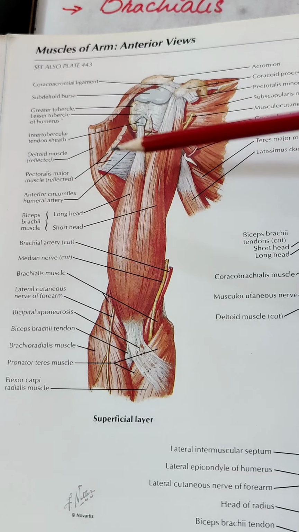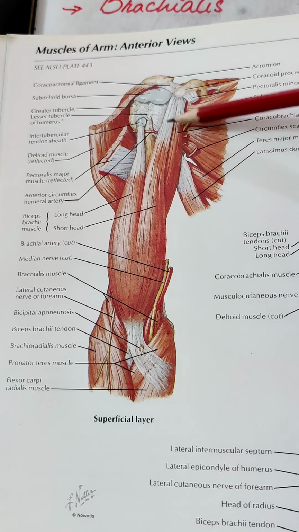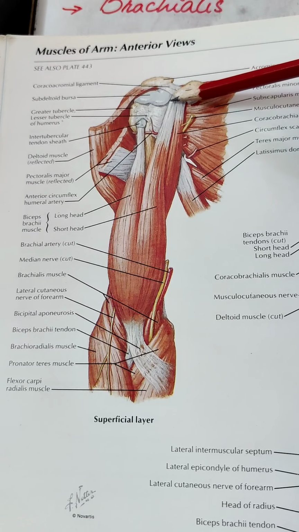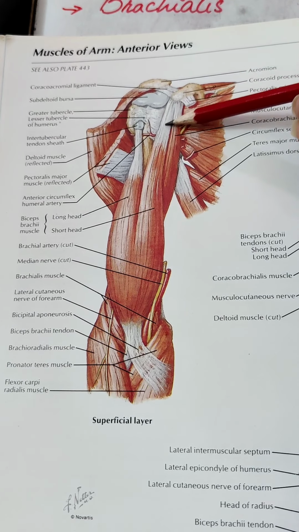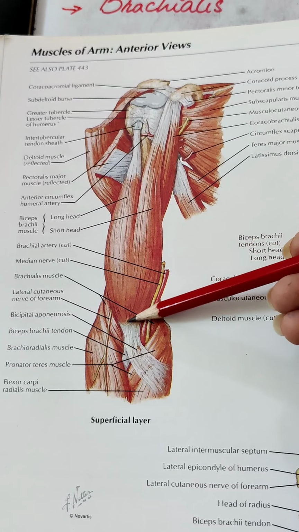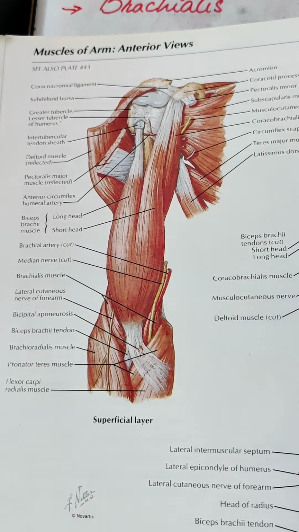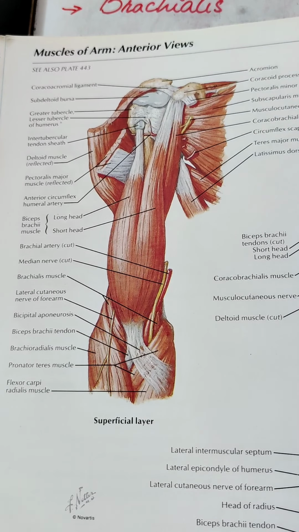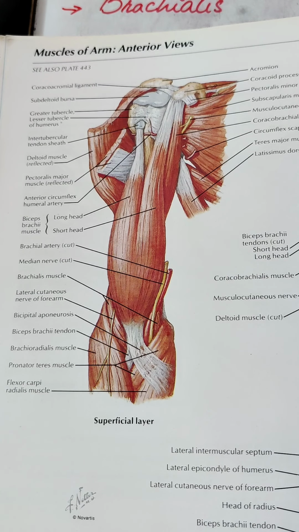So here you can see the biceps brachii. Now, as the name indicates, the bi in biceps stands for the two heads. So proximally, the biceps has two heads, and then they join together, and there's a common tendon which then inserts. So the biceps brachii has a short head and a long head.